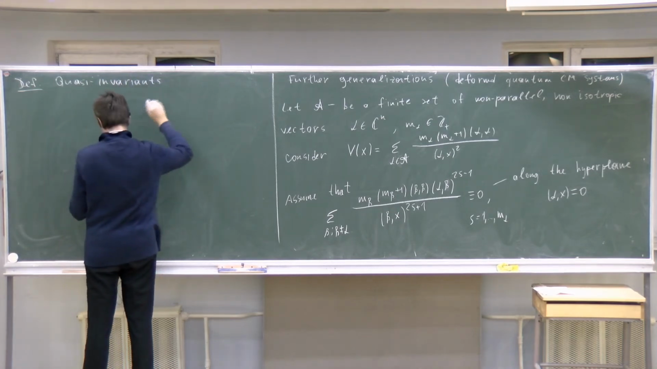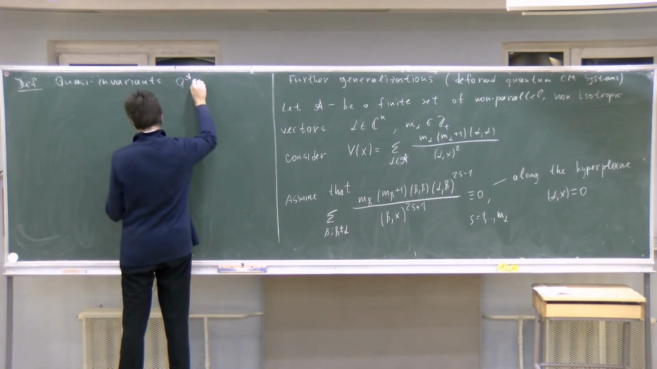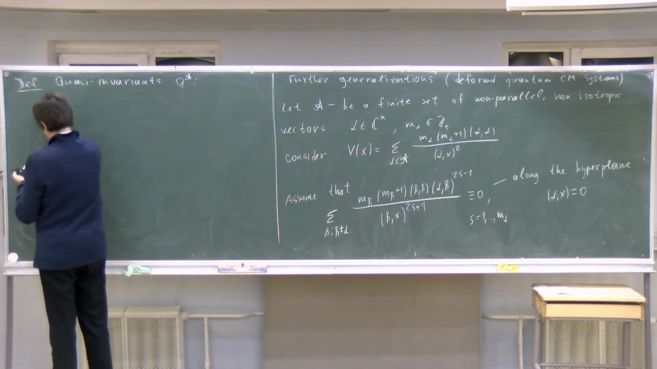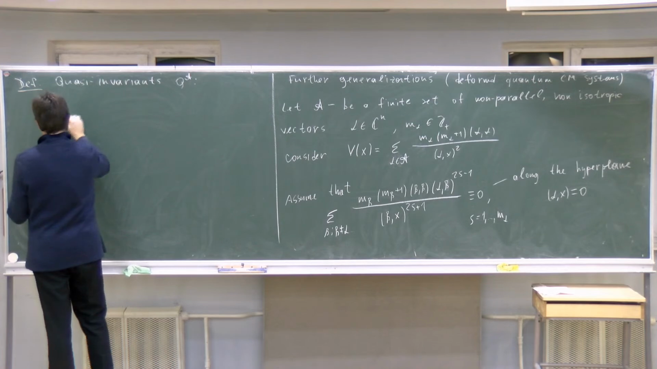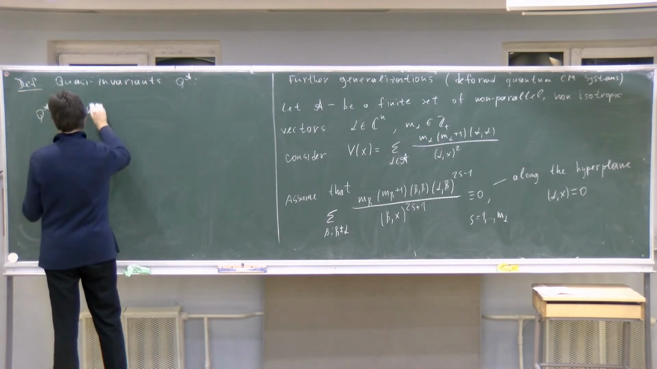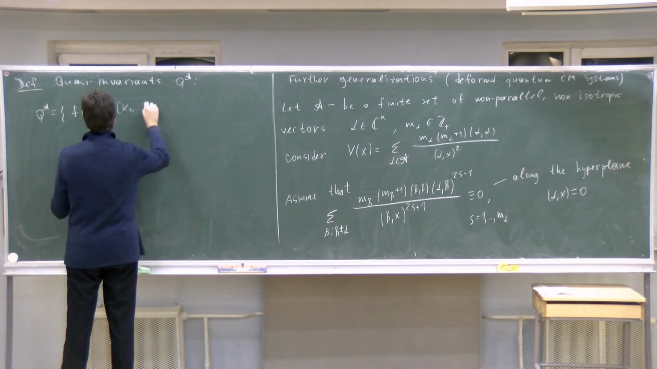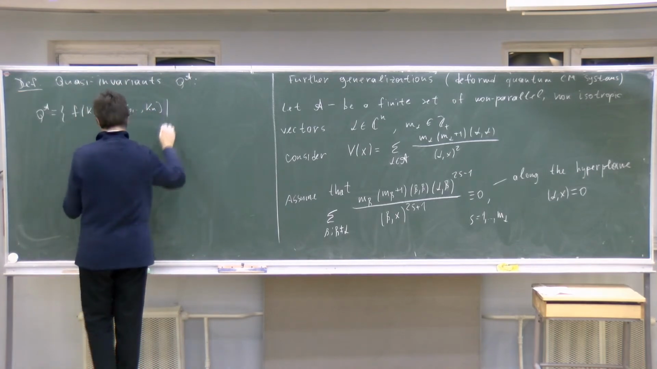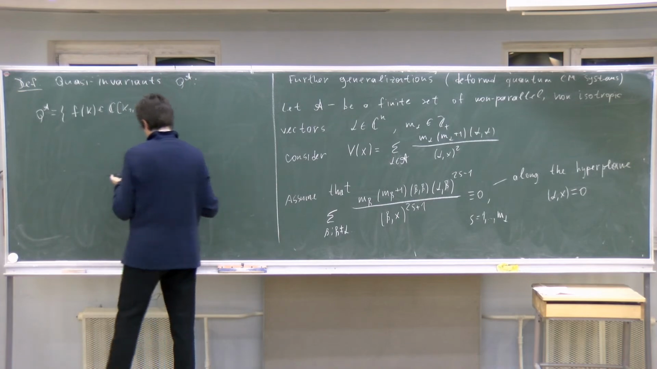Quasi-invariance. QR, this is a ring, QR, just the ring of polynomials in n variables. It satisfies the following condition.